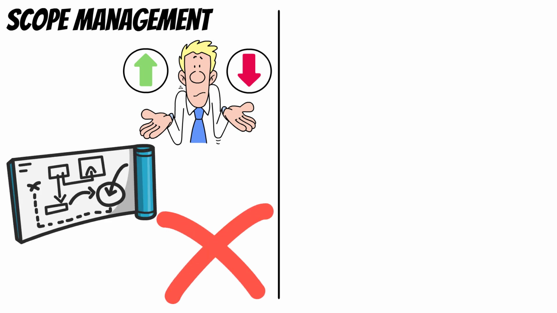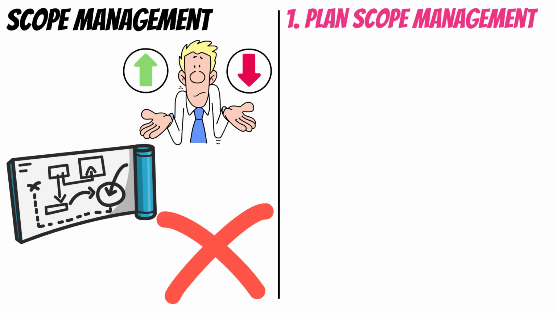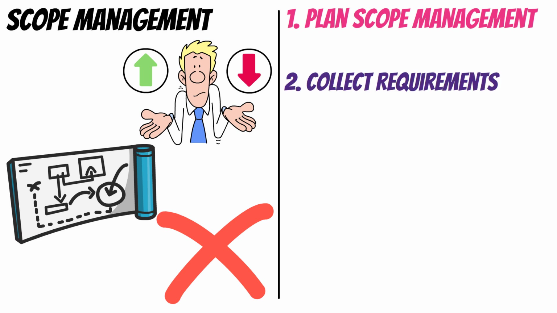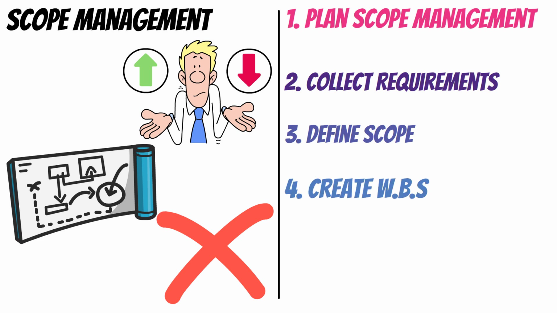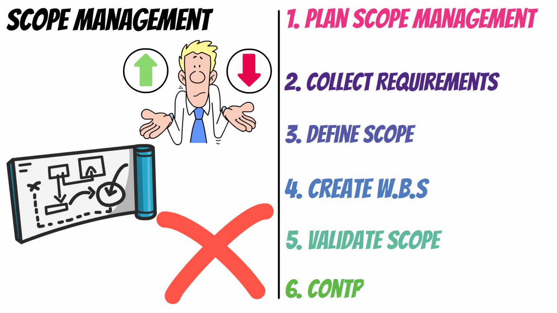The 6 scope management processes are: Number 1, plan scope management. It establishes how scope will be defined and controlled. Number 2, collect requirements. This gathers stakeholder needs and expectations. Number 3, define scope. It develops the detailed project scope statement. Number 4, create WBS. It breaks the scope down into manageable work packages. Number 5, validate scope. This formally accepts completed deliverables. Number 6, control scope. It manages changes to scope throughout the project.